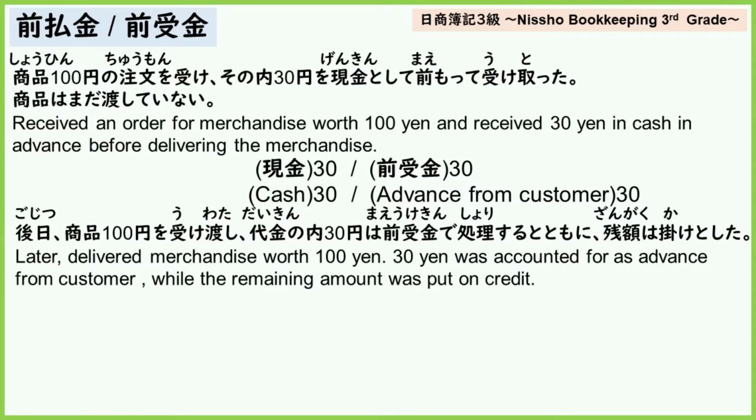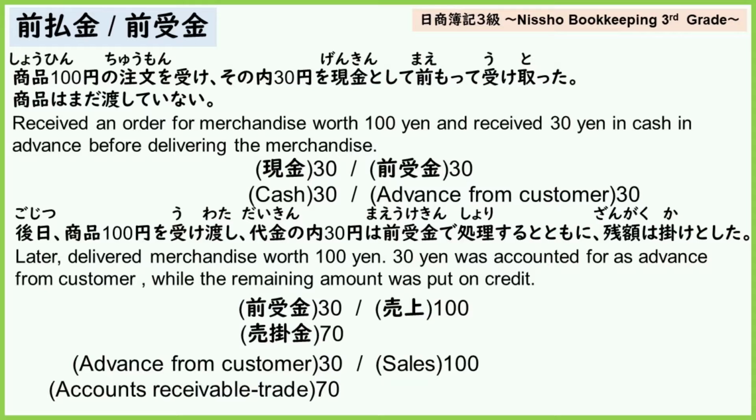Later, delivered merchandise worth 100 yen. 30 yen was accounted for as advance from customer, while the remaining amount was put on credit. The journal entry is debit, advance from customer 30, accounts receivable trade 70. Credit, sales 100. Since the merchandise has been delivered, the liability of advance from customer is eliminated. The remaining balance of 70 yen represents the right to receive payment later, so it will be recorded as accounts receivable. Since merchandise has been sold, the credit side is recorded as sales.